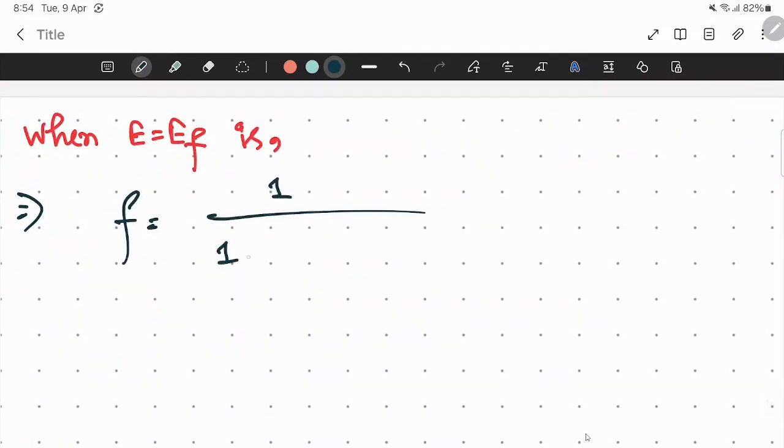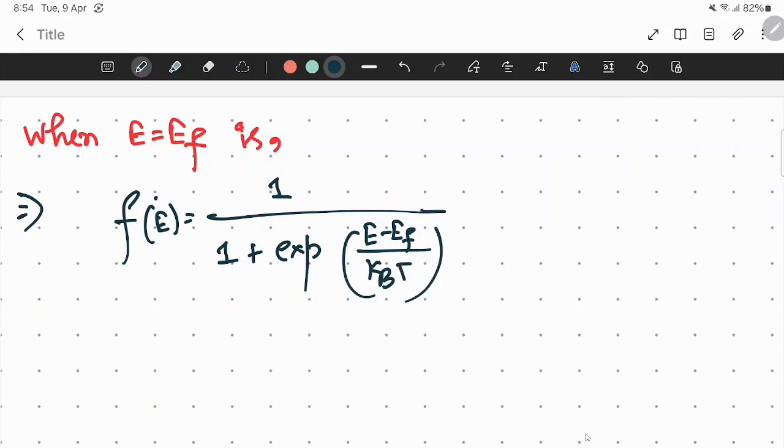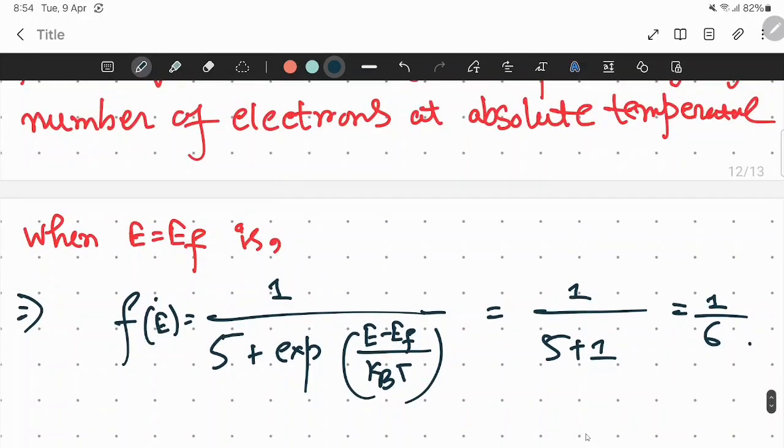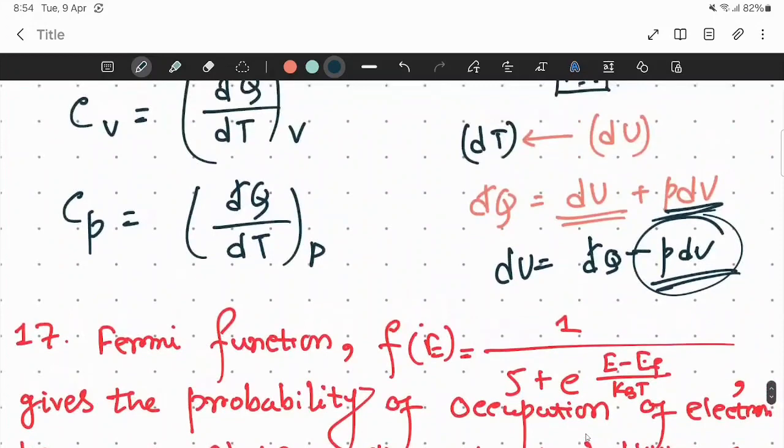So this is our function, right? If E equals EF, then instead of 1 here it is 5, so it is 5 plus 1. So it will be 1 by 6. Very simple question. Okay. So this will be our final function. This will be the probability, 1 by 6. Okay. So let me stop here today.